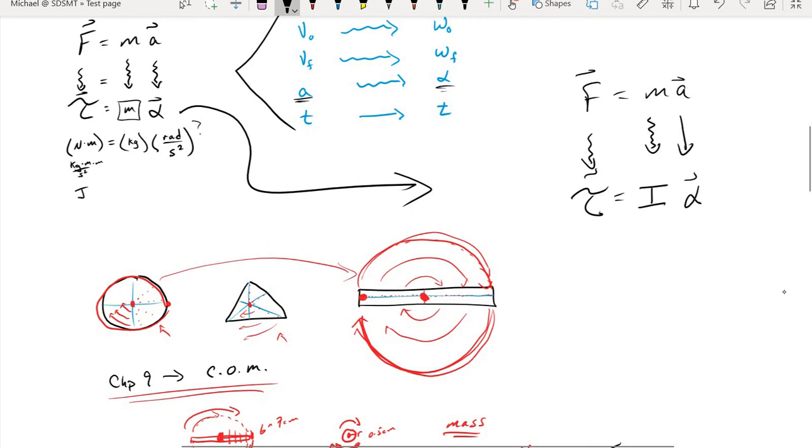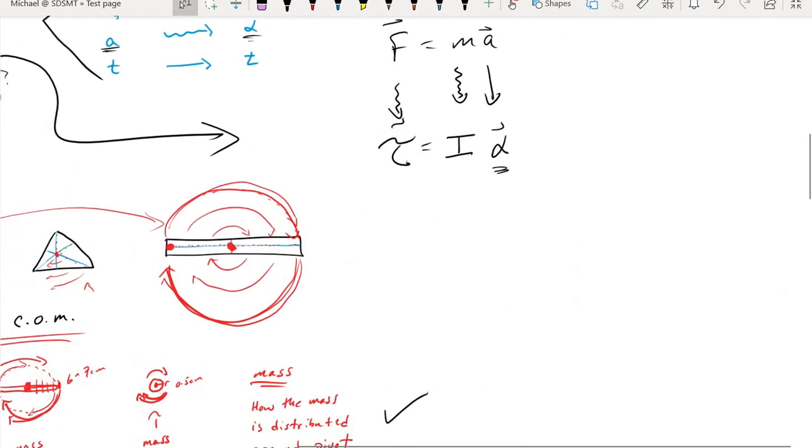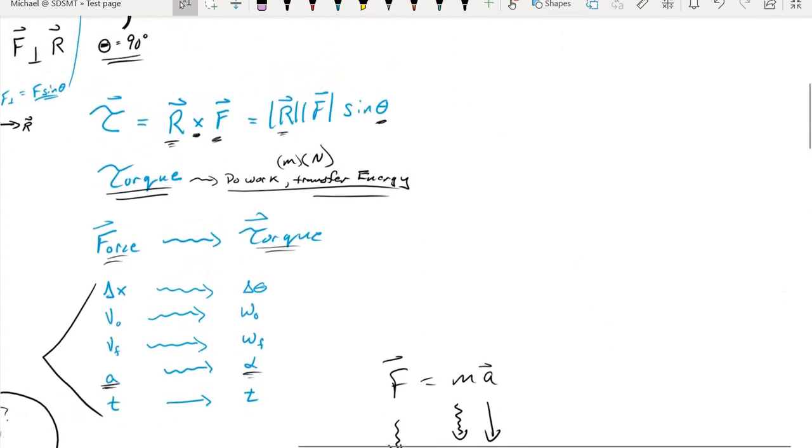So with torque, it's not enough to know just what force is applied. We need to know where the force is applied. We need to know how the force is applied. With mass, it's not enough to know the mass of the object. We need to know the geometry of the object and how that mass has been distributed through the object. After that, then we get an angular acceleration, which we can apply to rotational kinematics.